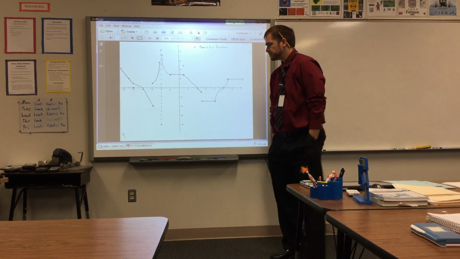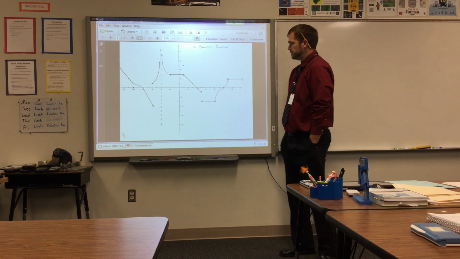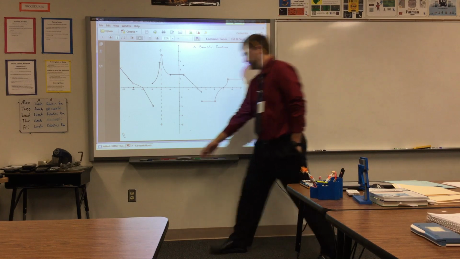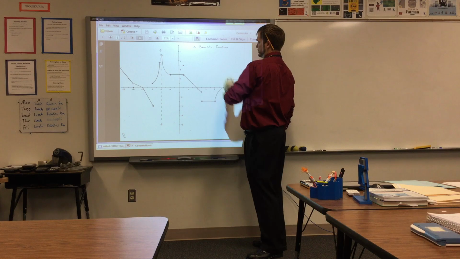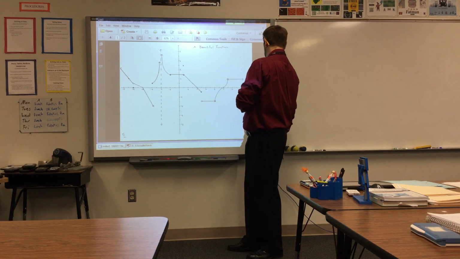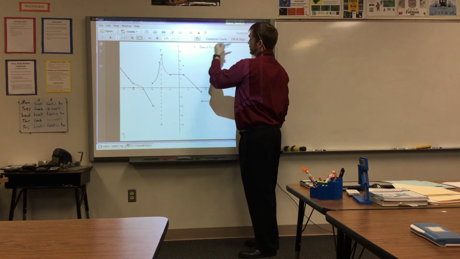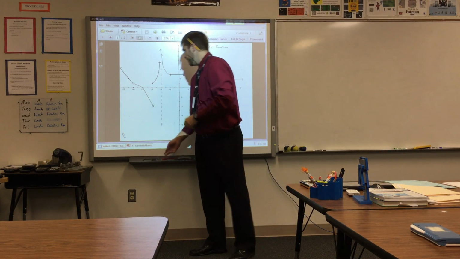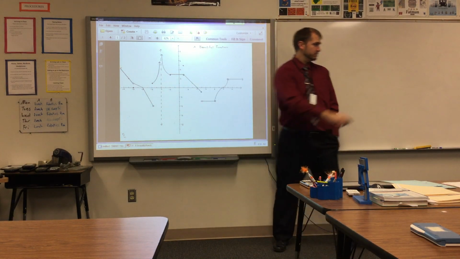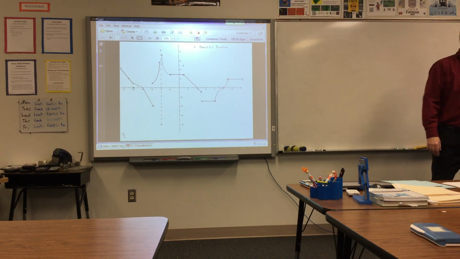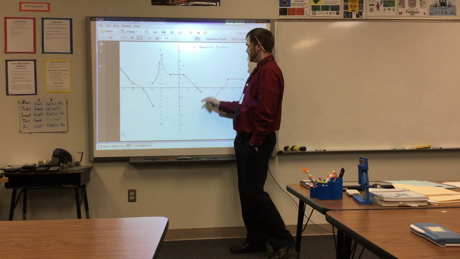All right, so looking at this function, James, tell me one or two places that this function is not continuous. -6. Okay, -6, I agree. Where else? 5. +5? Yes, I definitely see a jump right there.